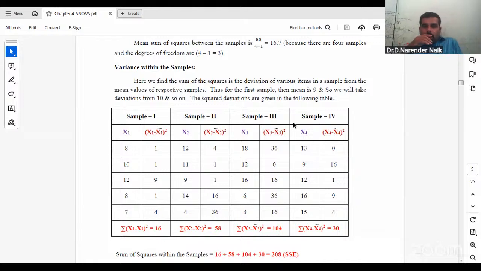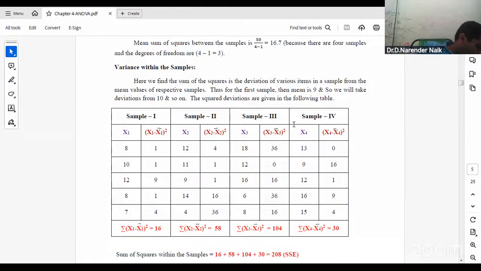Observe carefully: sample 1, sample 2, sample 3, sample 4. For x1, we copied the values from the question paper: 8, 10, 12, 8, 7. The next, x2: 12, 11, 9, 14, 4. Then x3: 18, 12, 16, 6, 8. Then x4: 13, 9, 12, 16, 15.